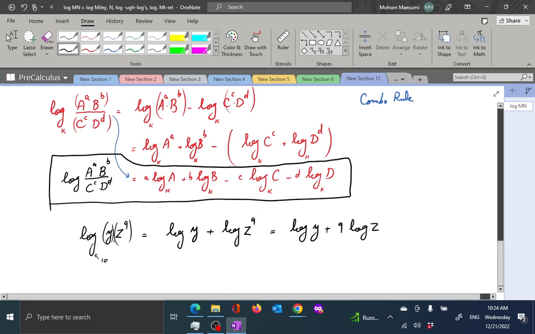So really, the exponent here was 1. If you insist on seeing the 1 here, we could go straight from here to here, and that's what is expected in calculus, that you do it in a single sweep. So logarithm of y plus 9 logarithm of z.